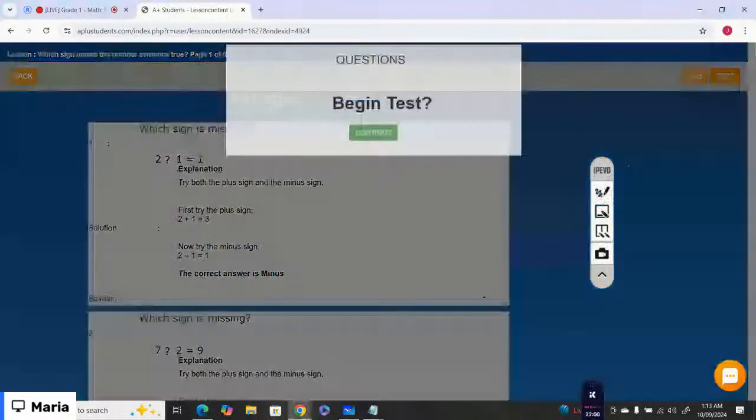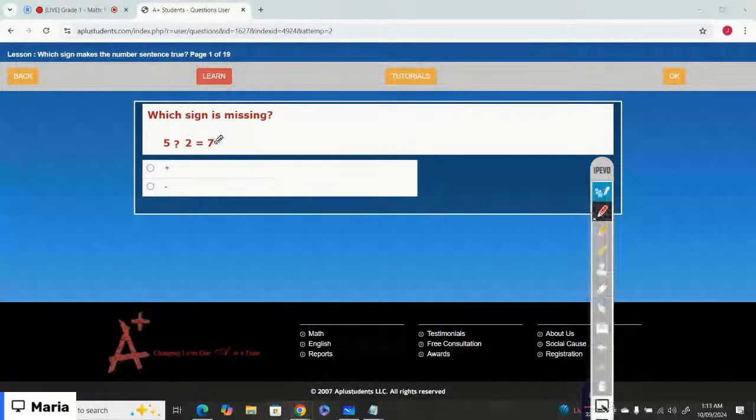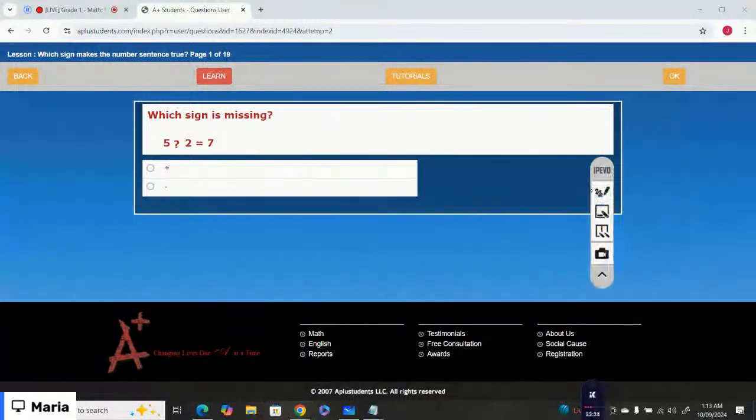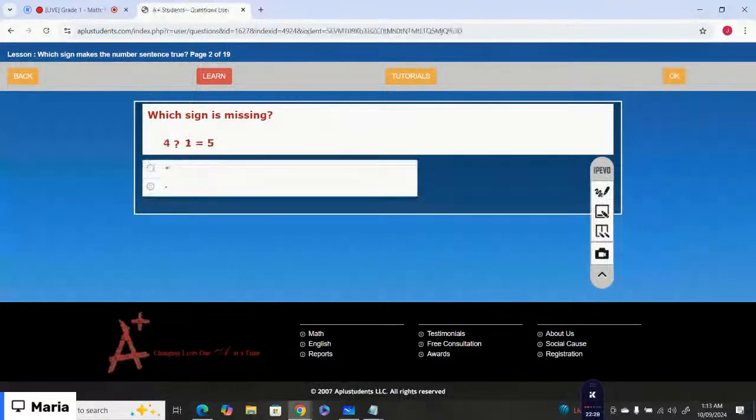Let's start with the test questions. Which sign is missing? 5 plus 2 is 7, or 5 take away 2 is 7. You have two options, right? Just check with the first one. 5 plus 2. Yes, when you add, 5 plus 2 is 7 and 7 is equal to 7, right? So option number 1 is the correct option. You need to add them. 5 plus 2 is 7.